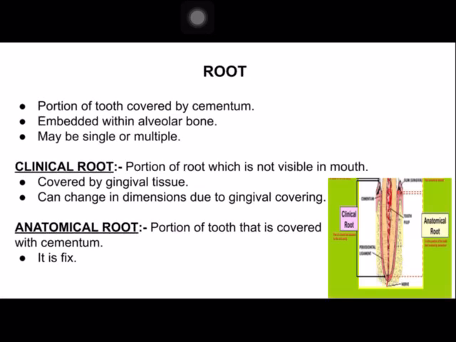Root is the portion of tooth covered by cementum, like crown is covered with enamel, root is covered with cementum, embedded in alveolar bone, and may be single or multiple. Same as crown, root is divided into two types: clinical root and anatomical root. Clinical root is the portion of root which is not visible in the mouth, covered by gingival tissue, and can change in dimension due to gingival covering. Anatomical root is the portion of tooth that is covered with cementum, and it is fixed.